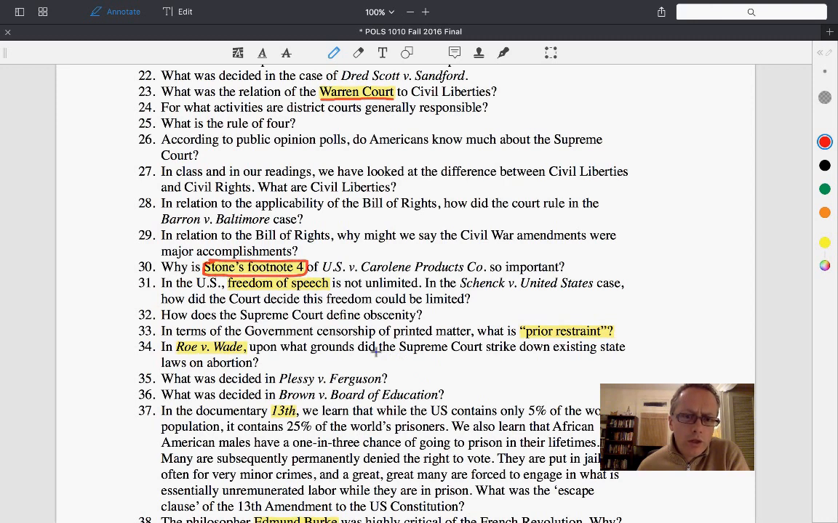Then question 31: in the US, freedom of speech is not unlimited. Many Americans hold up the idea of freedom of speech as unlimited. And of course, we know from our course that that's just not true. It's been especially true in relationship to civil rights because, obviously, you can't go around burning crosses on people's lawns and that kind of thing. Also, we know that fighting words are considered a type of speech that can be censored.